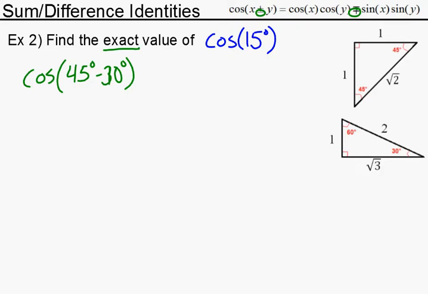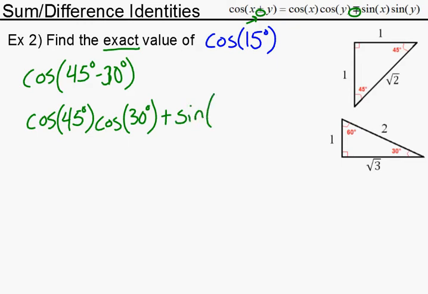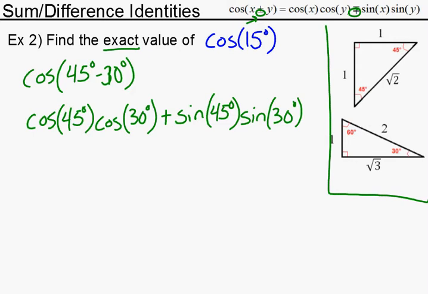It's going to be cosine of first, which is 45, and then cosine of second, which is 30. Notice how I don't make it negative 30, because the negative sign just means use this sign right there. So cosine cosine plus sine of first, which is 45, and then sine of second, which is 30. And again, I come over here to my special triangles and just get all these values off.